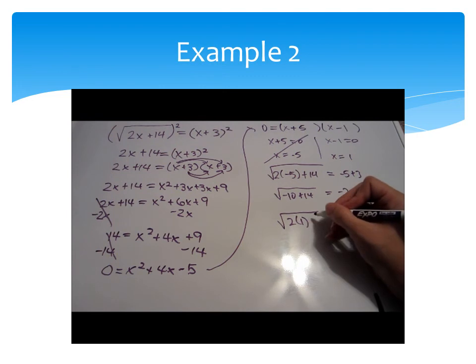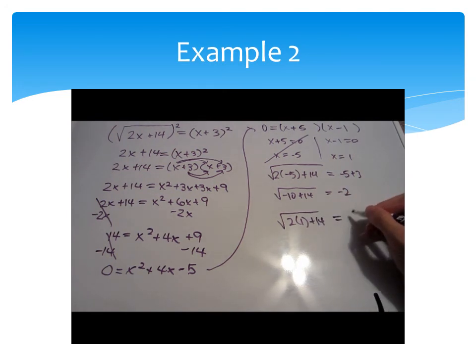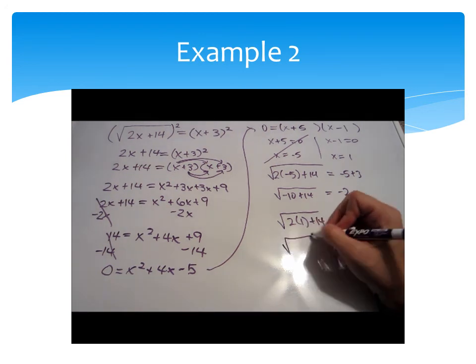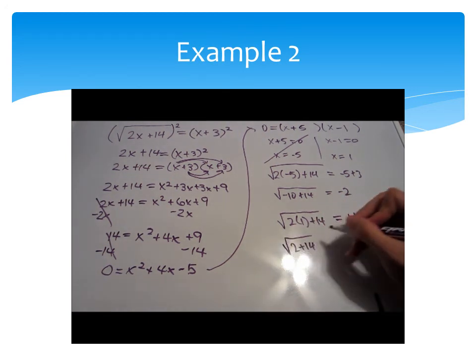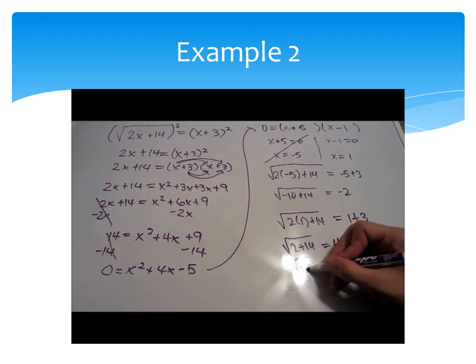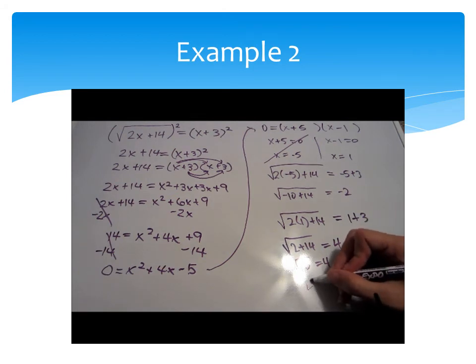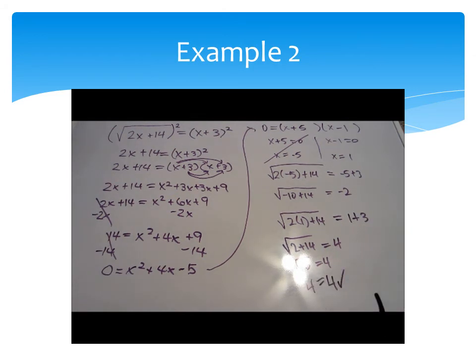2 times 1 plus 14 equals 1 plus 3. So we have the square root of 2 plus 14 is equal to 4. The square root of 16 is 4, so 4 is equal to 4, and that checks out. We have a correct solution, so x is equal to 1, and x is not equal to -5.